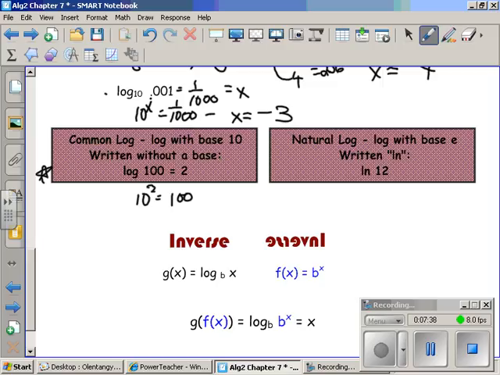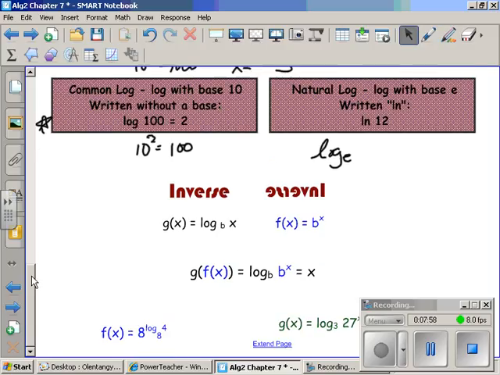The other kind of log is a natural log. Natural logs are logs with base e. So it would officially be written like that, log base e. But we write it ln for natural log, right? So I just kind of want you to know that those are out there. We will do more work with them later.